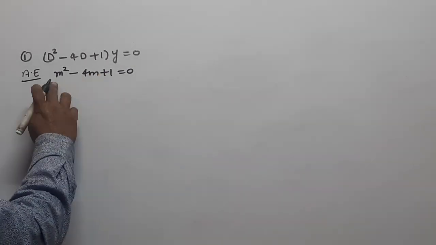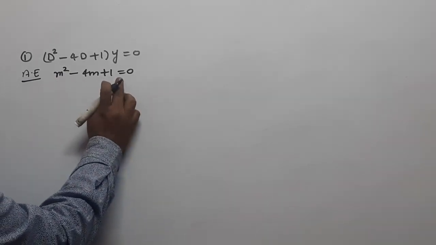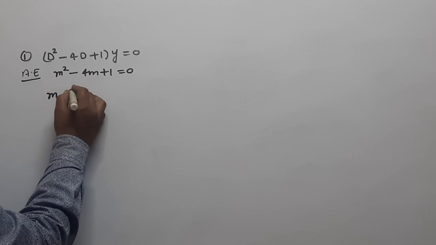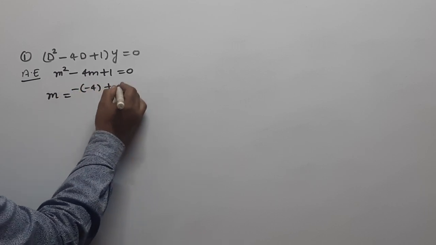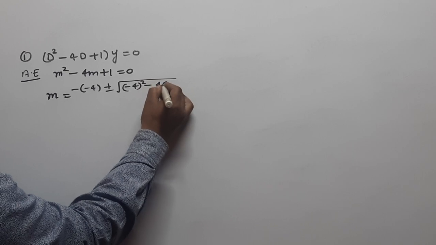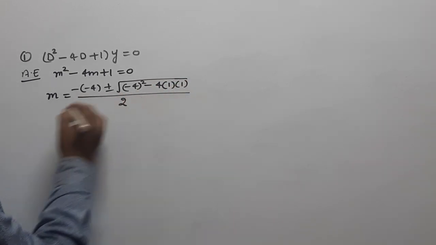Now we find the solution of this quadratic equation, the roots of this quadratic equation. So we use the Sridharacharya formula. We get m equals minus b plus or minus the square root of b square minus 4 multiplied by a multiplied by c, divided by 2a. Here b is minus 4, so minus of minus 4, and b square is minus 4 square, minus 4 multiplied by 1 multiplied by 1, divided by 2.